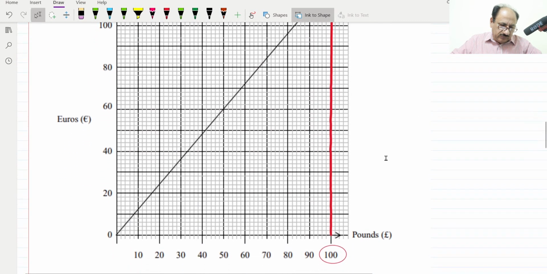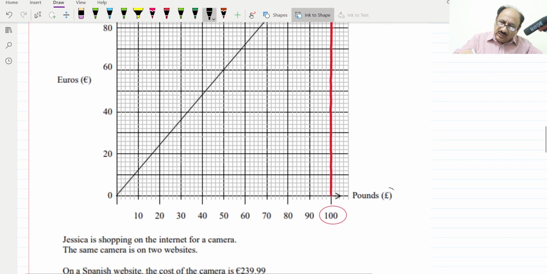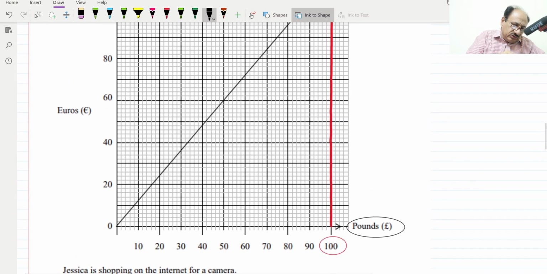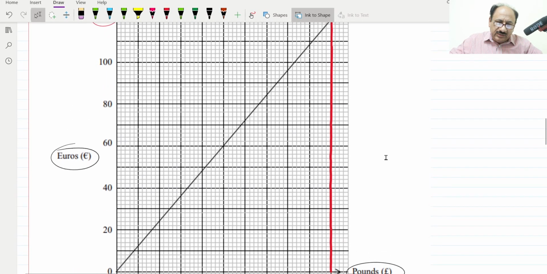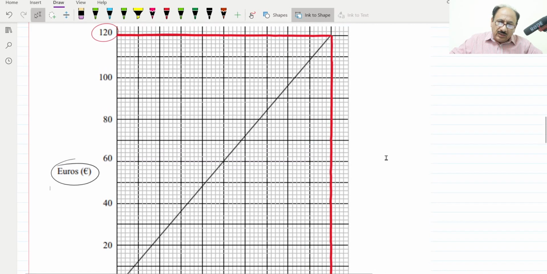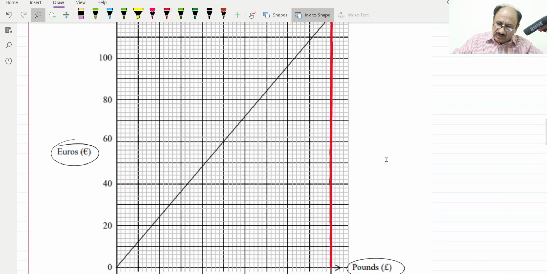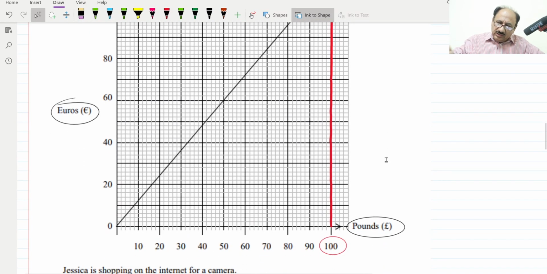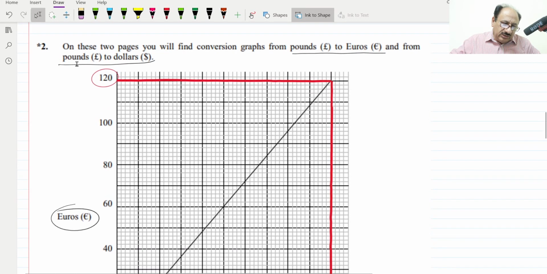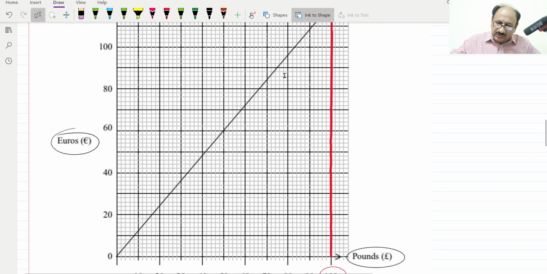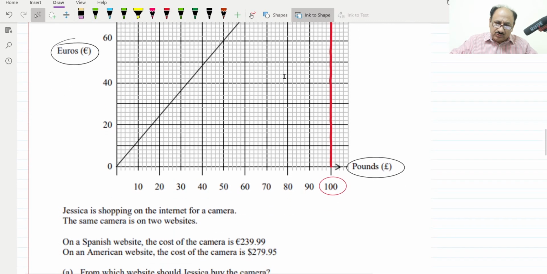The first one is euros to pounds. This side is pounds and this side is euros, and this line is provided. If you check this line, I have drawn this line for you. This is coinciding over here, so it means 100 pound is equal to 120 euros. This is what we got. 100 pound is equal to 120 euros. So this conversion we will be utilizing for this question.